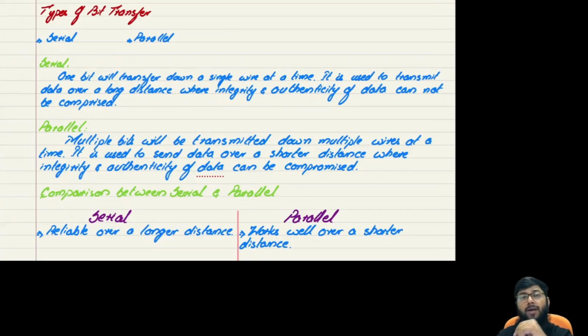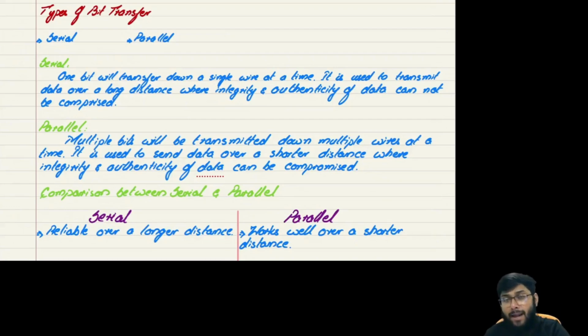First of all, try to understand the basic concept of serial and parallel. Serial means that a bit, concentrate on my word, bit, that means a single memory unit, will be transferred either from the sender to the receiver or from the receiver to the sender, one bit at a time.